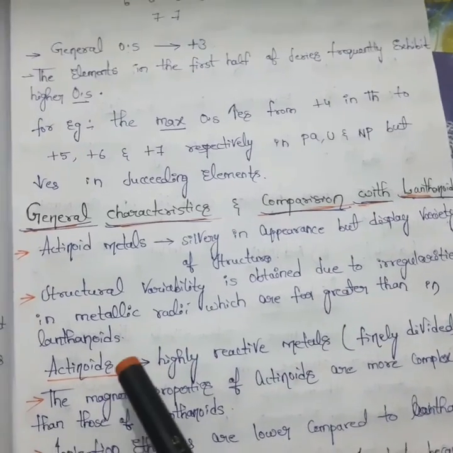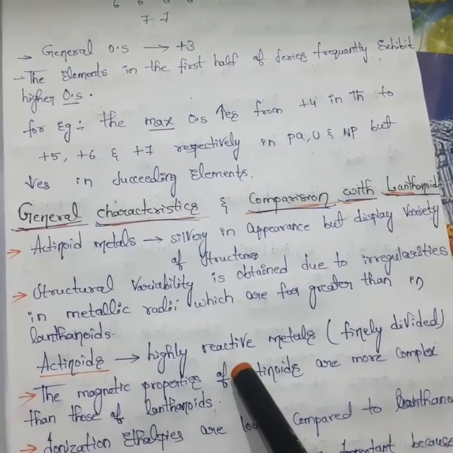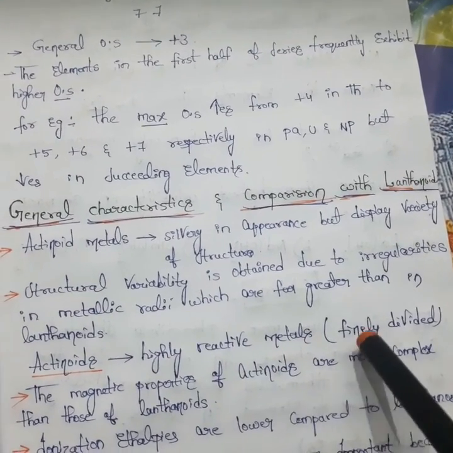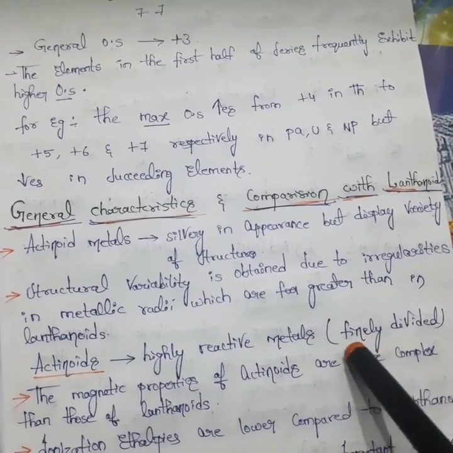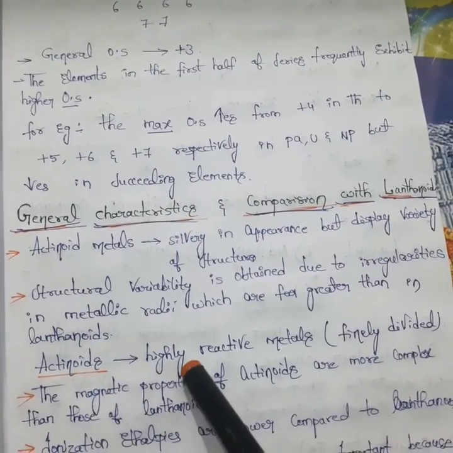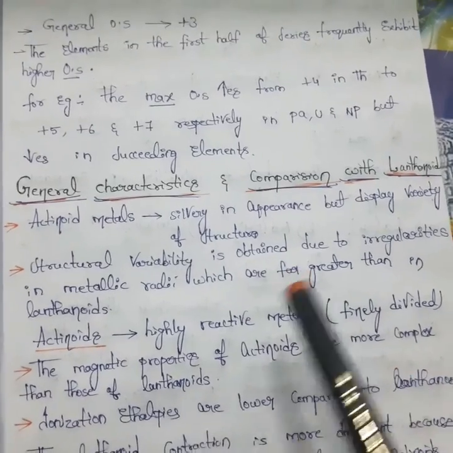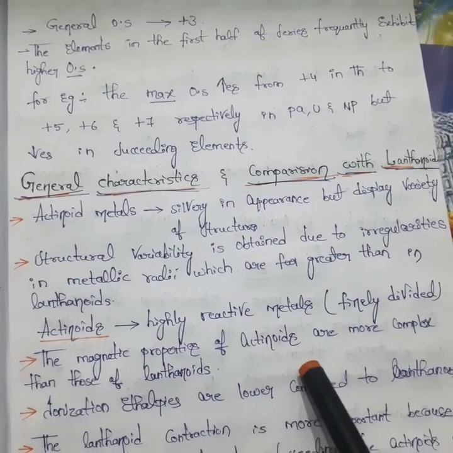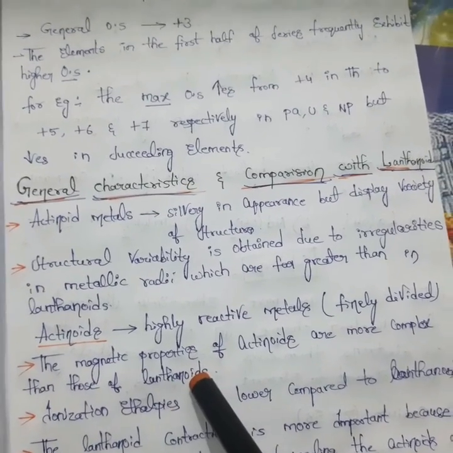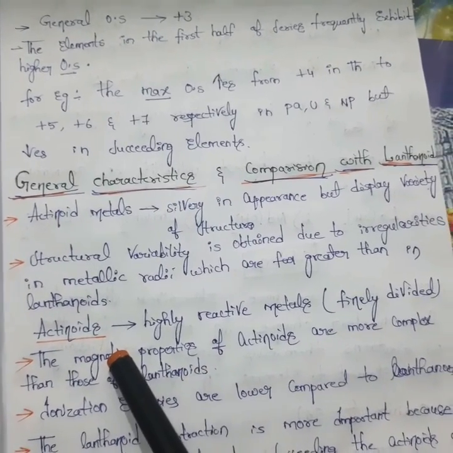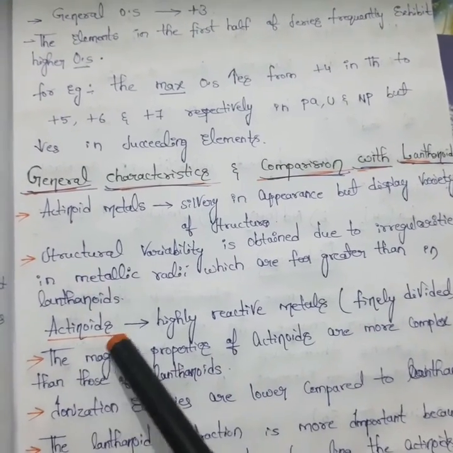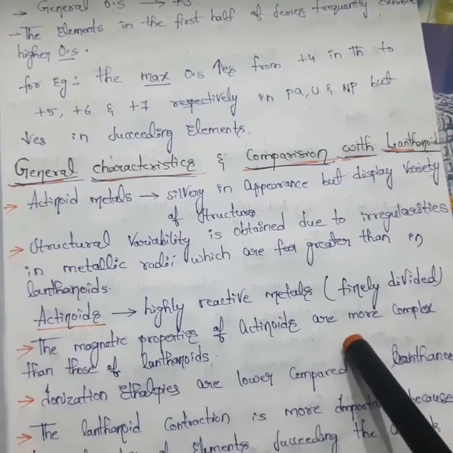Next, actinoids are highly reactive metals, especially in the finely divided state, we know. Next, the magnetic properties of actinoids are more complex than those of lanthanoids. When we observe the magnetic properties of lanthanoids and actinoids, we will come to know that the magnetic properties of actinoids are more complex.